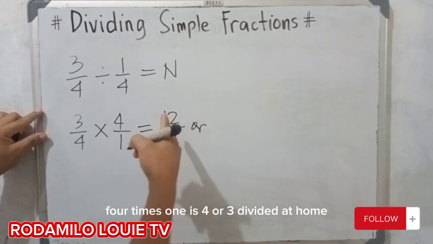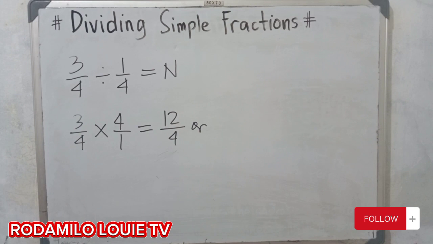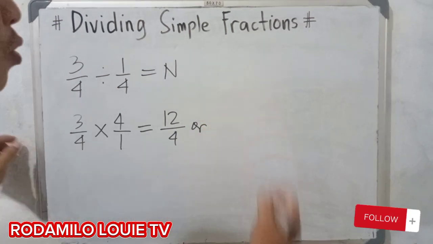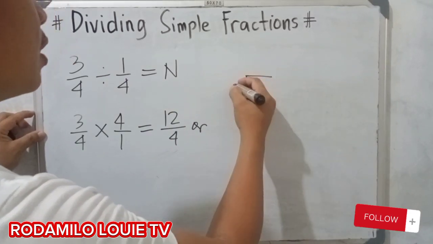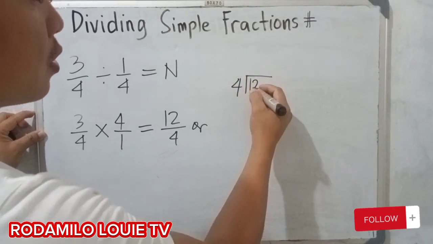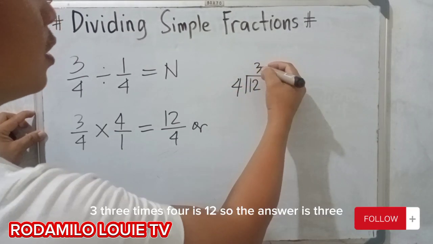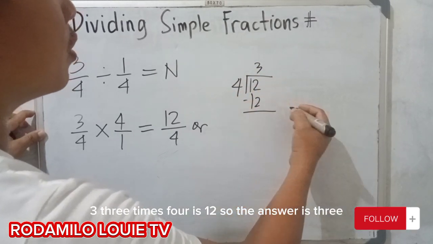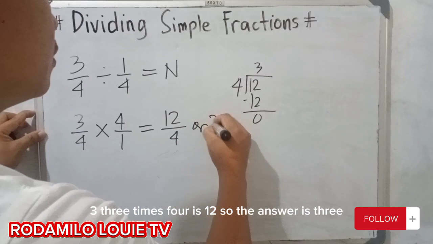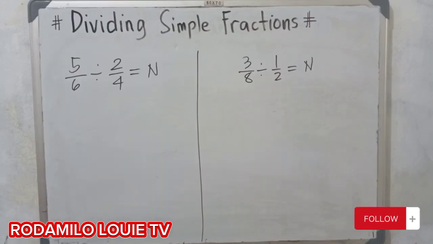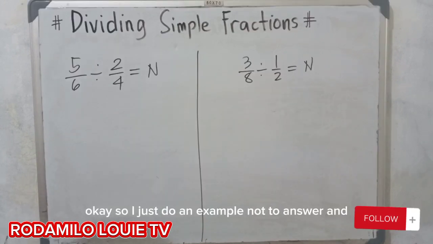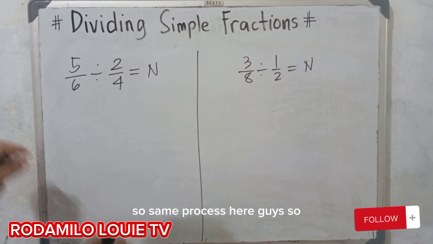Or atong i-divide ang atong numerator sa iyang denominator kay improper fraction man. So atong i-simplify ang atong answer. So sa nato pag-simplify, itong i-divide ang 12 na numerator sa iyang denominator nga 4. That is 12 divided 4 is 3. 3 times 4 is 12. So atong answer is 3. Okay, so duha ka example nga atong answeran. So same process gyapon guys.